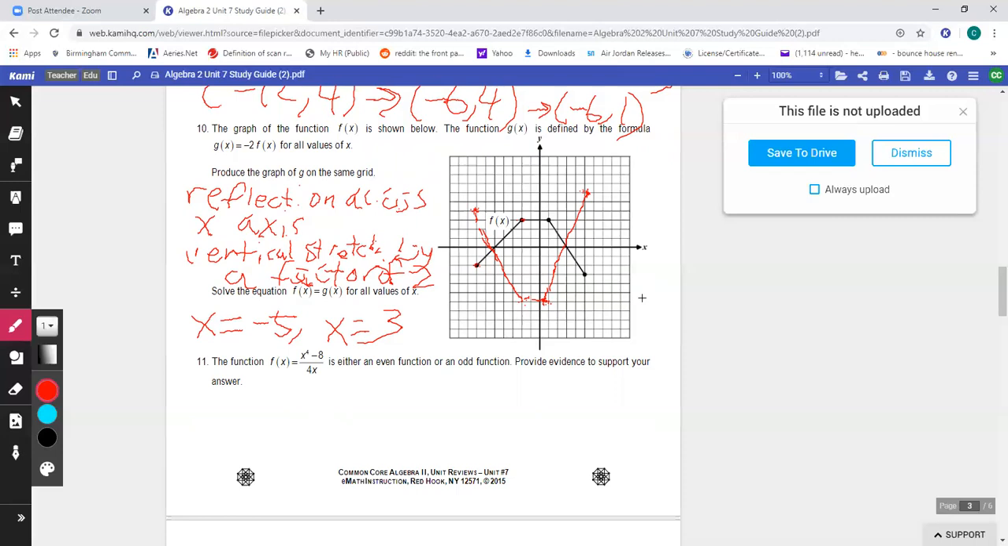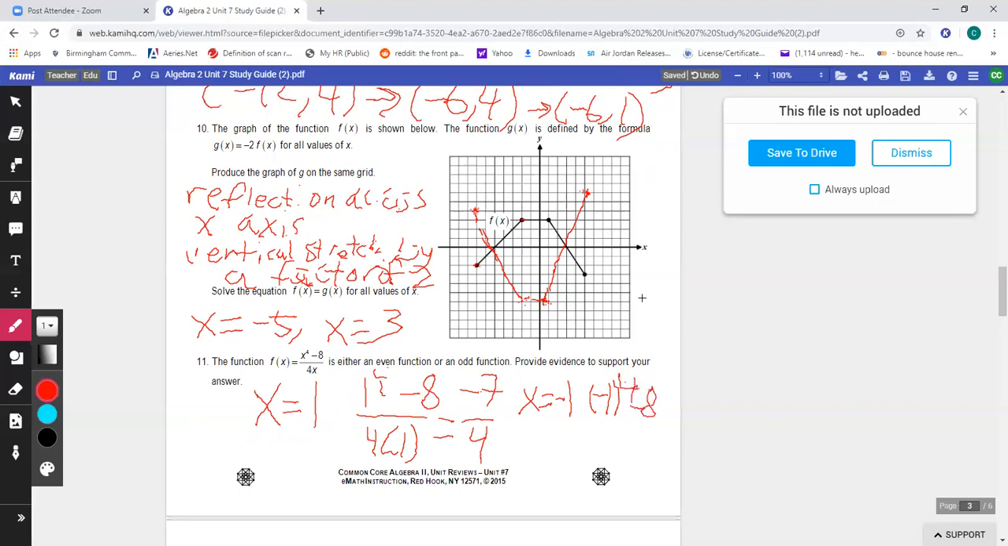Okay. So what I'm going to do is let's try x is equal to 1. If I do that, I get 1 to the 4th minus 8 all over 4 times 1. And then 1 to the 4th is 1. 1 minus 8 is negative 7 over 4. Okay. Now let's try x is equal to negative 1. I get negative 1 to the fourth minus 8 all over 4 times negative 1.